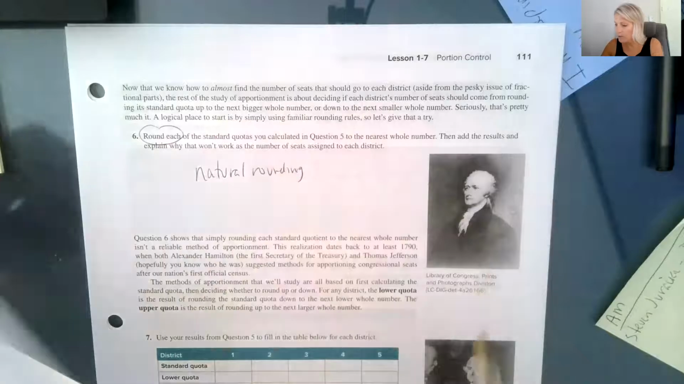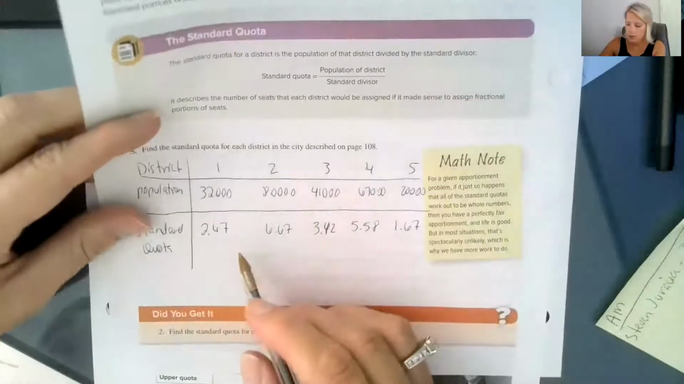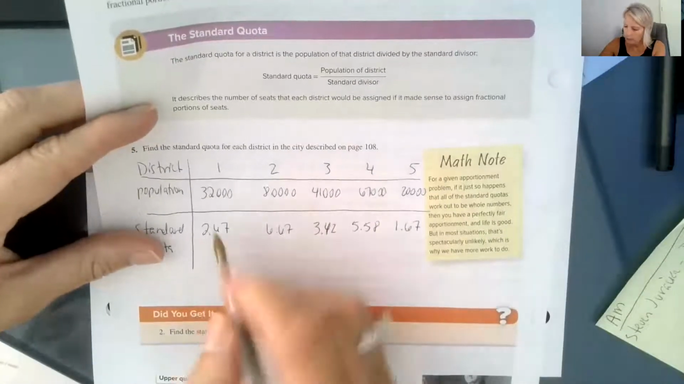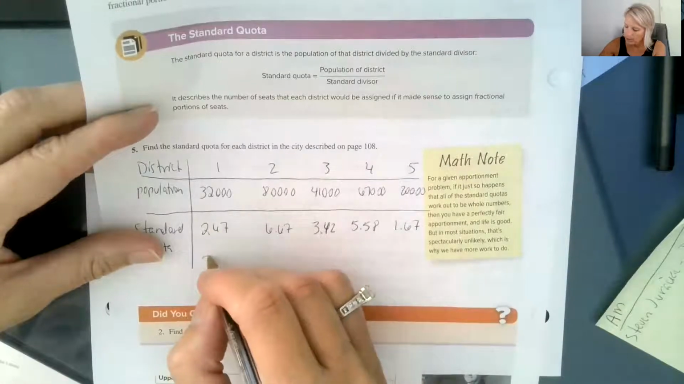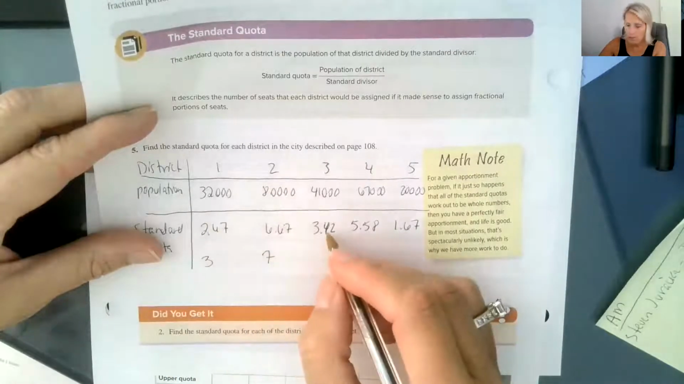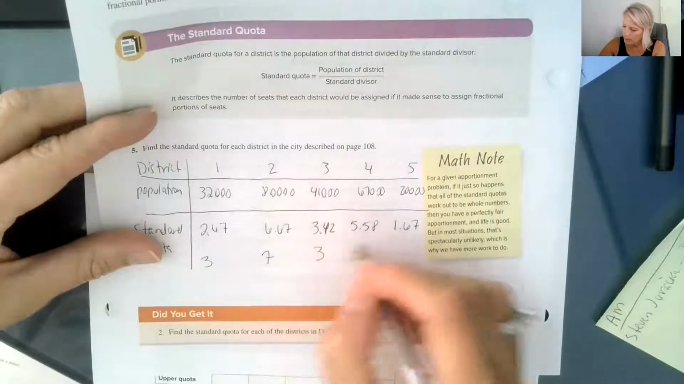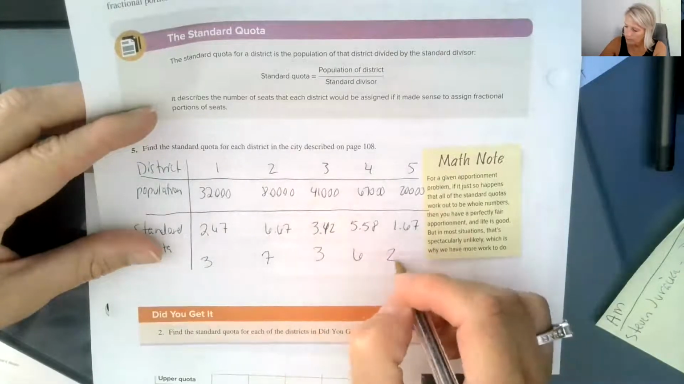Okay, and natural rounding is 0.5 or bigger, you're going to round up. So this 0.67 is going to round up to 3. This will round up to 7. 0.4 or smaller, we round down, or less than 0.5, we round down. So this is 3, this rounds to 6, and this rounds to 2.